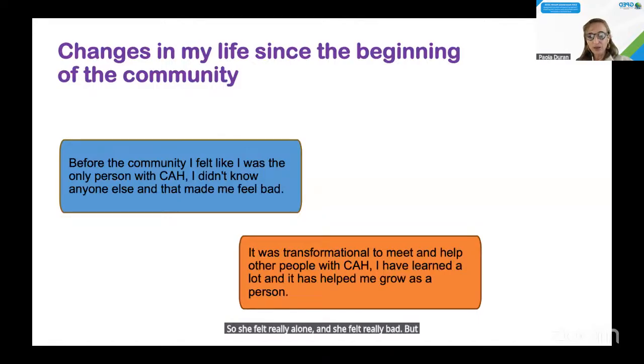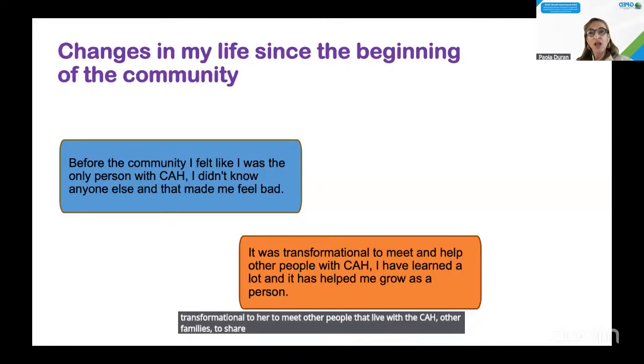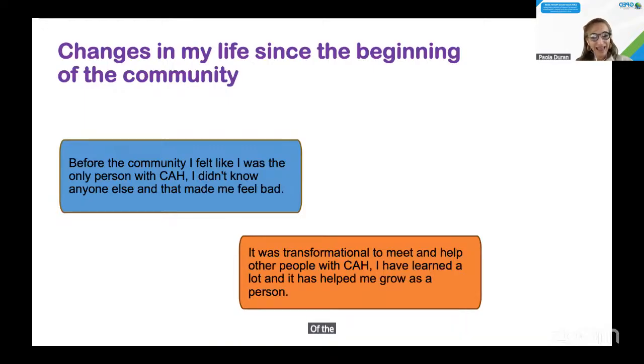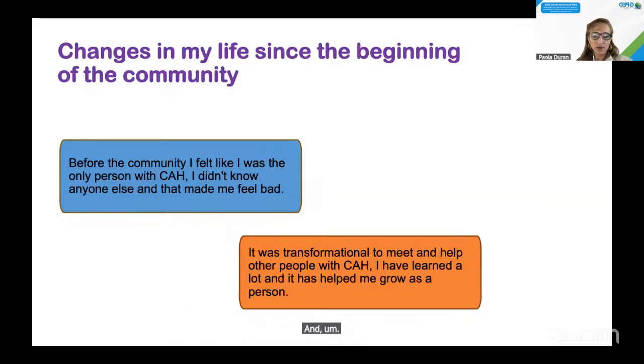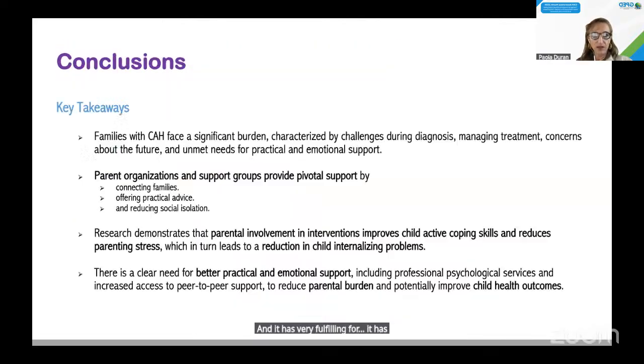But it was absolutely transformational for her to meet other people that live with CAH, other families, to share experiences of the daily life of living with CAH, and also to help other people that maybe have less access to education, because she lives in Bogota, and she has had education. It helped her grow as a person, and it really gave her a purpose, and it has been very fulfilling for her.